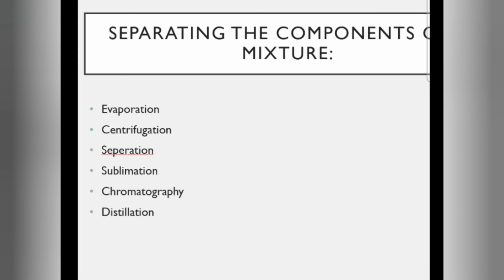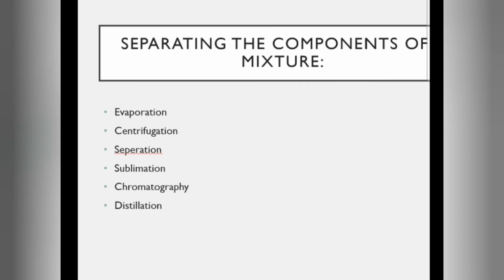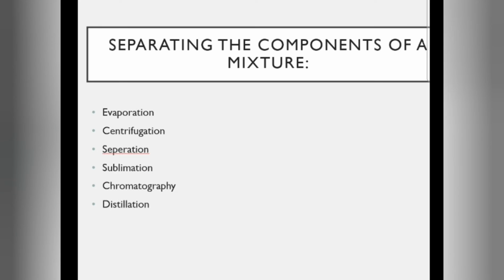Then distillation method is used for separating two immiscible liquids. Earlier I said even separation through a separating funnel is also used to separate two immiscible liquids. So these are some of the methods for separating the components of a mixture.